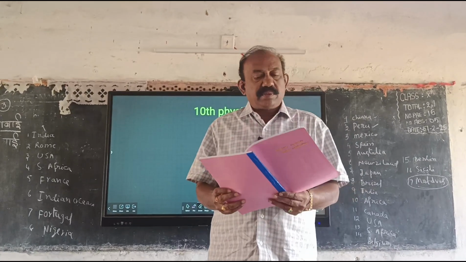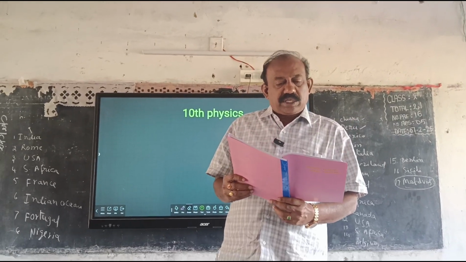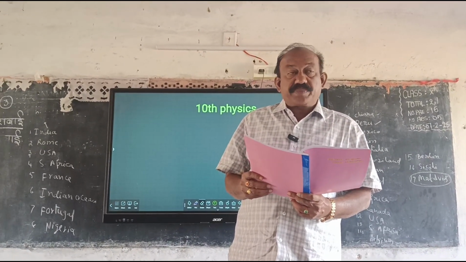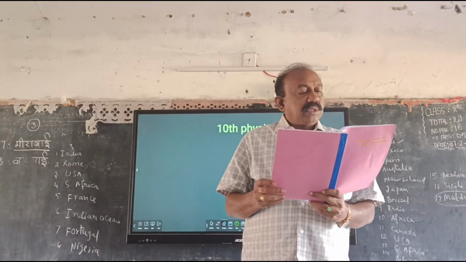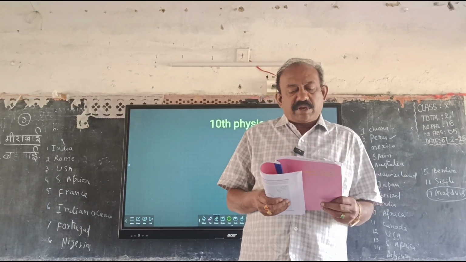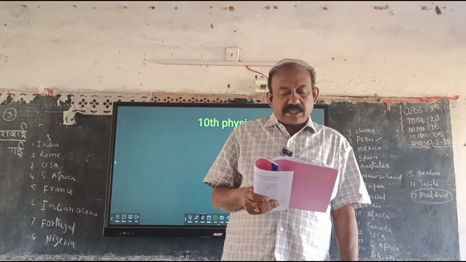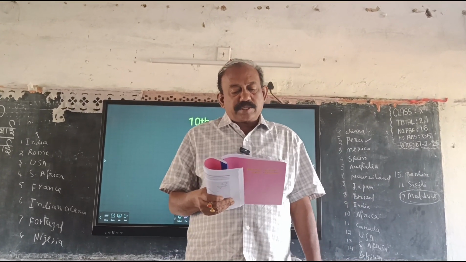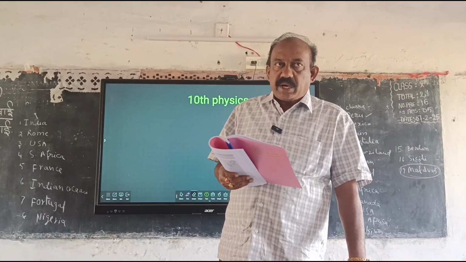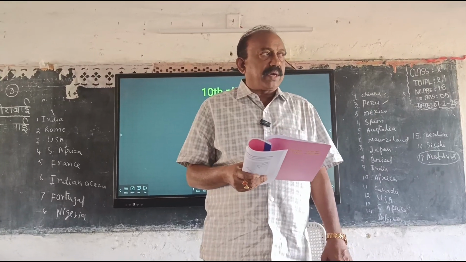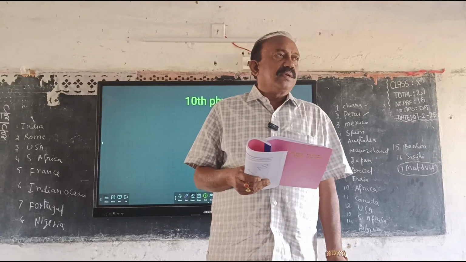Next, electricity. Deduce the expression for the equivalent resistance of three resistors connected in parallel in an electrical circuit. So parallel means 1 by R is equal to 1 by R1 plus 1 by R2 plus 1 by R3. That is one type of derivation. You must write the derivation.